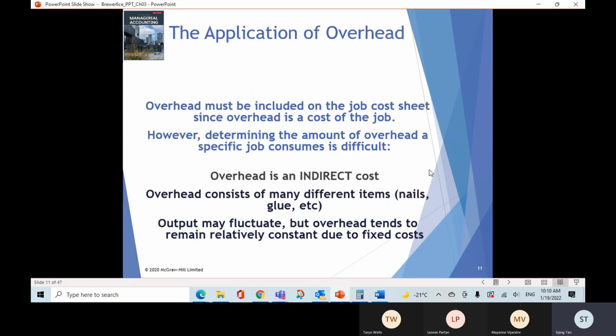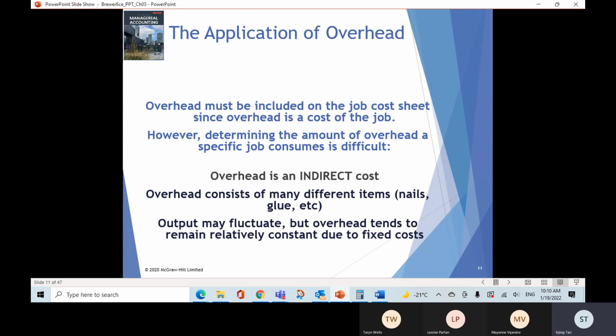Now, the application of overhead. Overhead must be included on the job cost sheet, since overhead is a cost of the job. However, determining the amount of overhead a specific job consumes is difficult because it's not traceable. So overhead is an indirect cost. Overhead consists of many different items. Output may fluctuate, but overhead tends to remain relatively constant due to fixed costs.